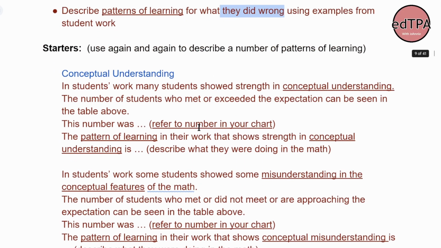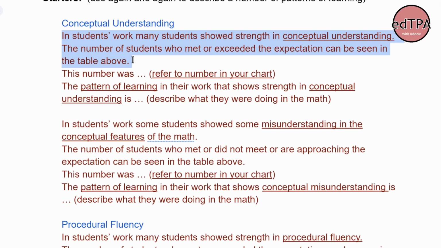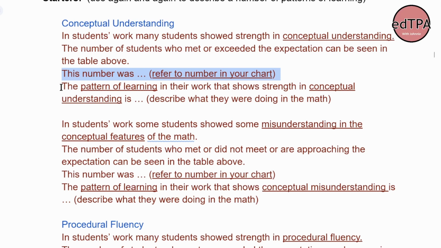Okay, so here's some starters. Use as makes good sense. For conceptual understanding, in students' work, many students showed strength in conceptual understanding. The number of students who met or exceeded the expectation can be seen in the table above. You report this number. This number was, refer to the number in your chart. You follow with the pattern of learning in their work that shows strength in conceptual understanding is, describe what they were doing in the math. So you've got conceptual understanding, pattern of learning, and a strength.